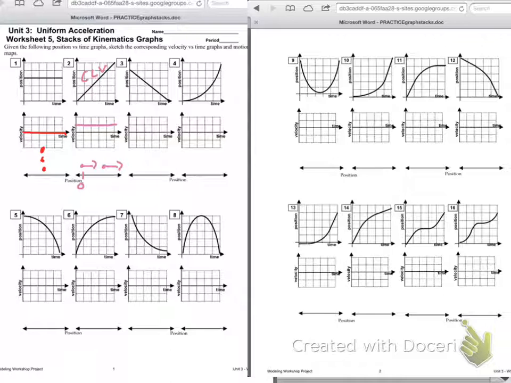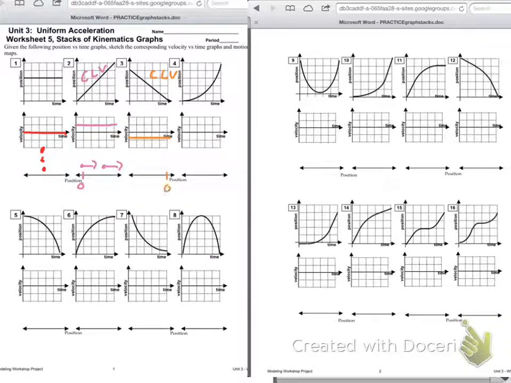And number 3. Here we have a negative constant velocity, but still CLV. So this is negative, and this is negative. Our rise over run here, we are going down 4, and we are going over 5. So that would be negative 4/5, which is negative 0.8. So we're going to be just above that negative 1 line, but we're still constant.